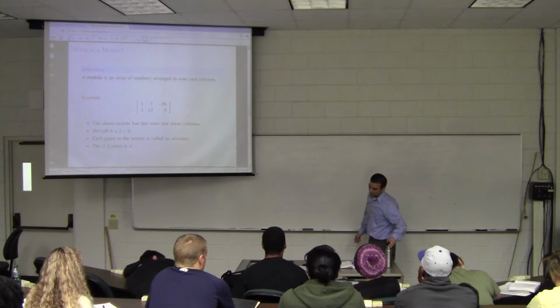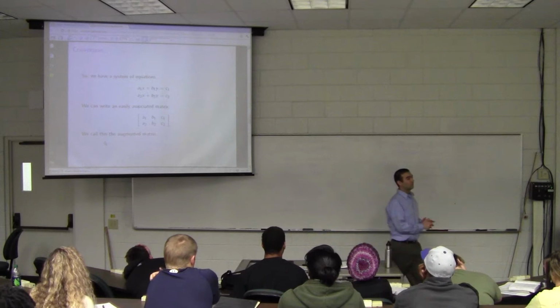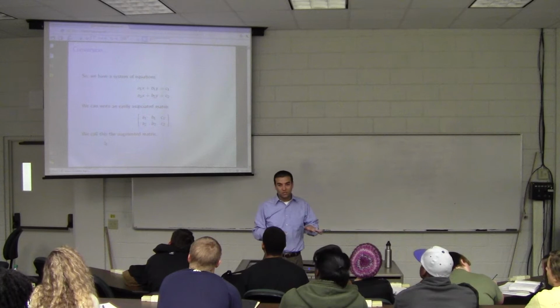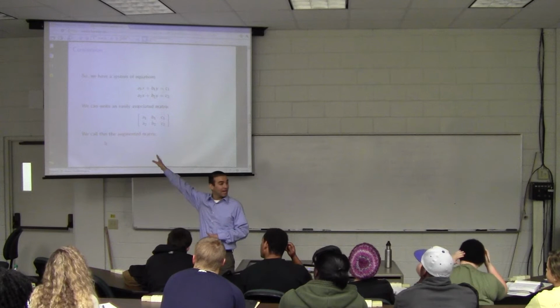So let's go back for a second. Now, we had a system of equations. And I'm going to write it generically like a1x plus b1y equals c1, and a2x plus b2y equals c2. So I have the a1s and the b1s. The a's, the b's, and the c's are just coefficients, right? They're just numbers.